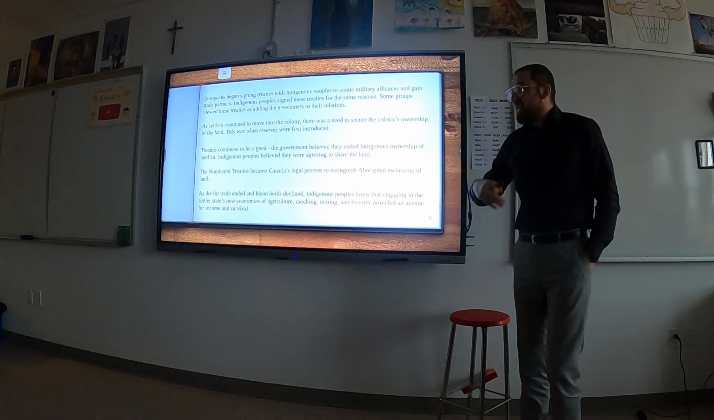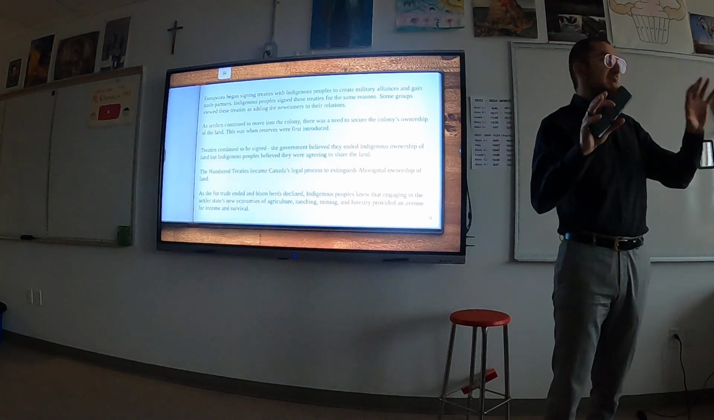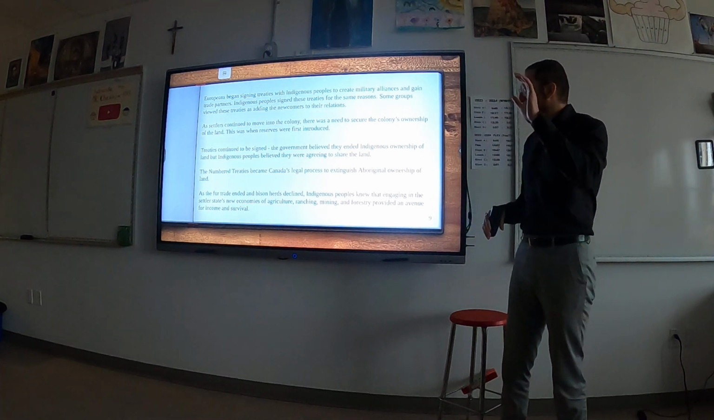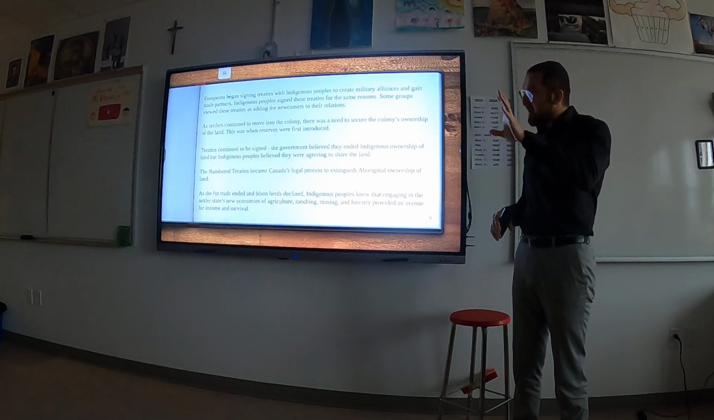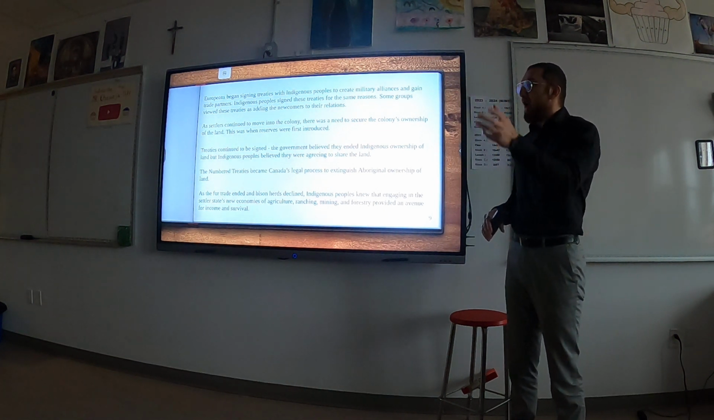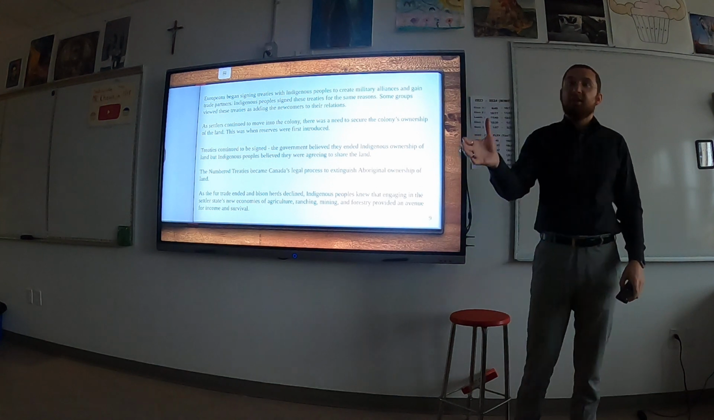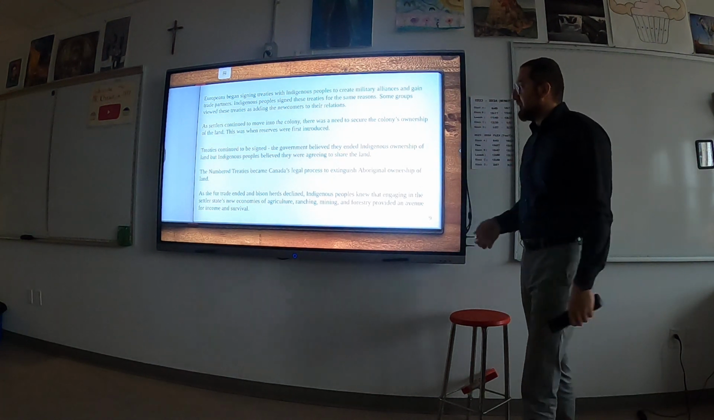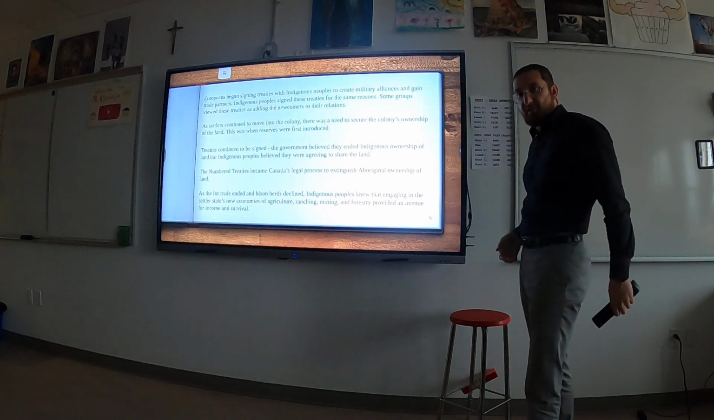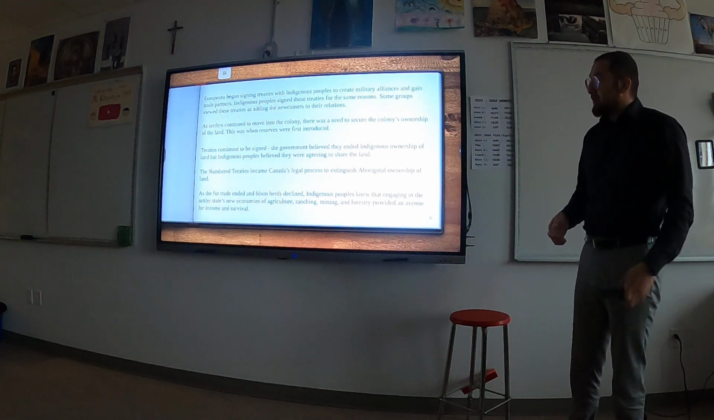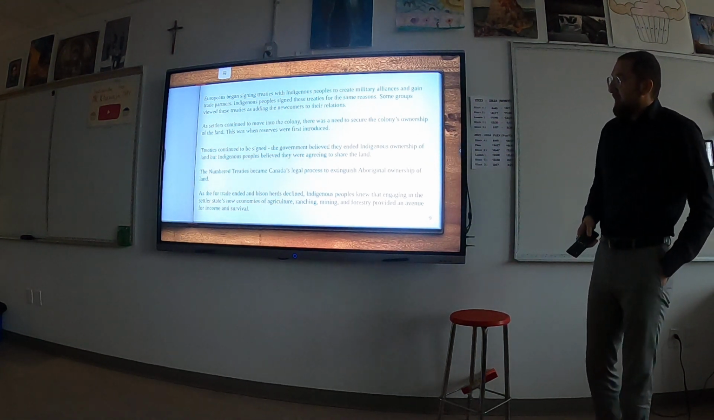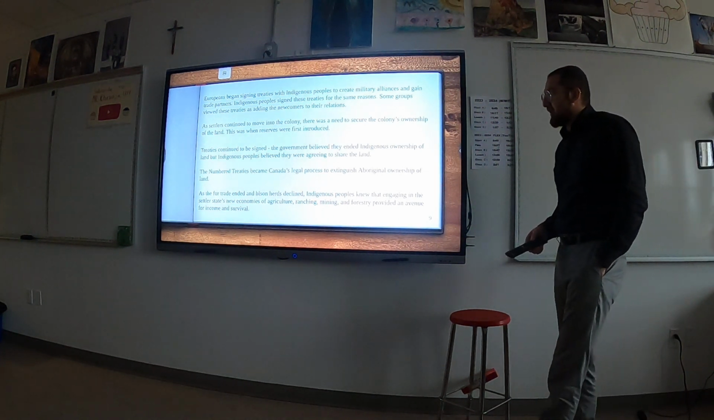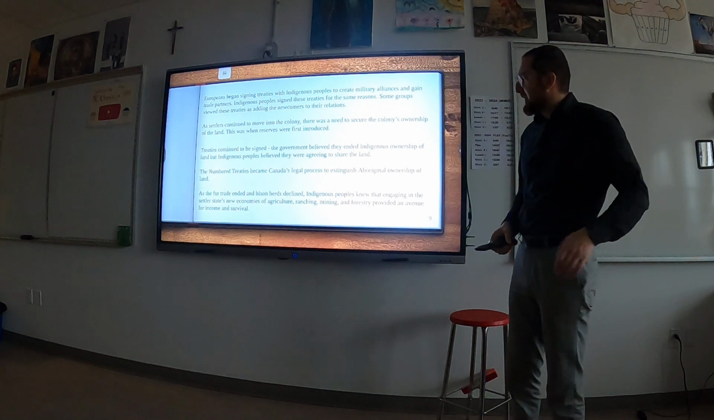Eventually, there's a desire to secure ownership. So again, there's competing forces, right? Between the European monarchs, and then there's competition with Indigenous groups as well, and all of this is very complicated, relationships get created there. Treaties continued to be signed. The government believed they ended Indigenous ownership of land, but Indigenous peoples believed they were agreeing to share the land.